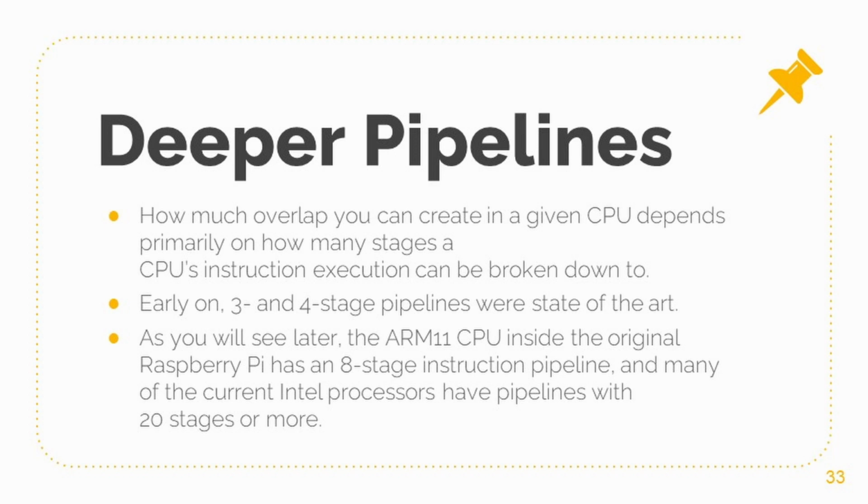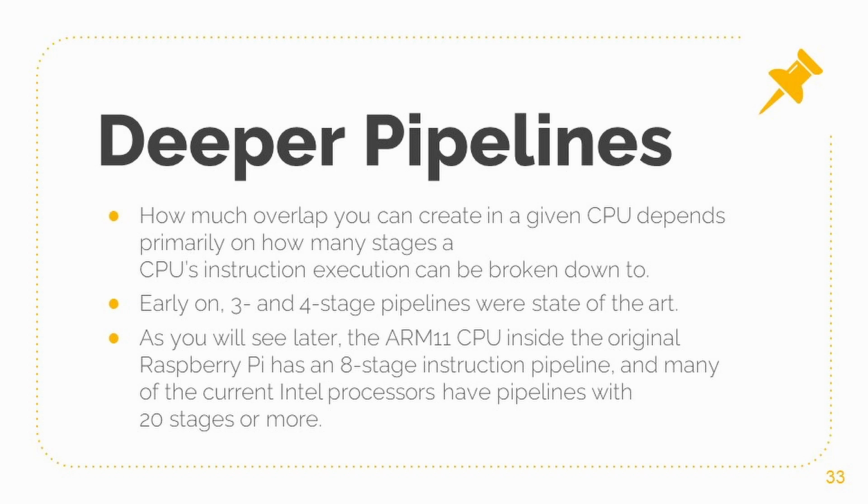1. Shallow pipelines. CPUs with shallow pipelines have fewer stages, which means that each stage performs a broader range of tasks. While shallow pipelines are easier to design and manage, they may not achieve as much overlap between instructions, limiting their ability to exploit instruction-level parallelism efficiently.